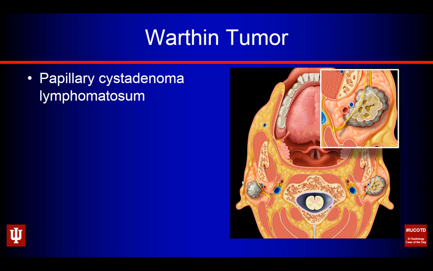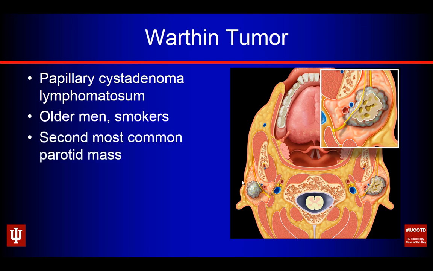Next are Warthin tumors. They go by the somewhat unfortunate non-eponymous name of papillary cystadenoma lymphomatosum, which is quite a mouthful, which is why even people who hate eponyms still usually call these Warthin tumors. These are seen more commonly in older men, and there is an association with smoking. We do see them in women as well, but they are more common in men.